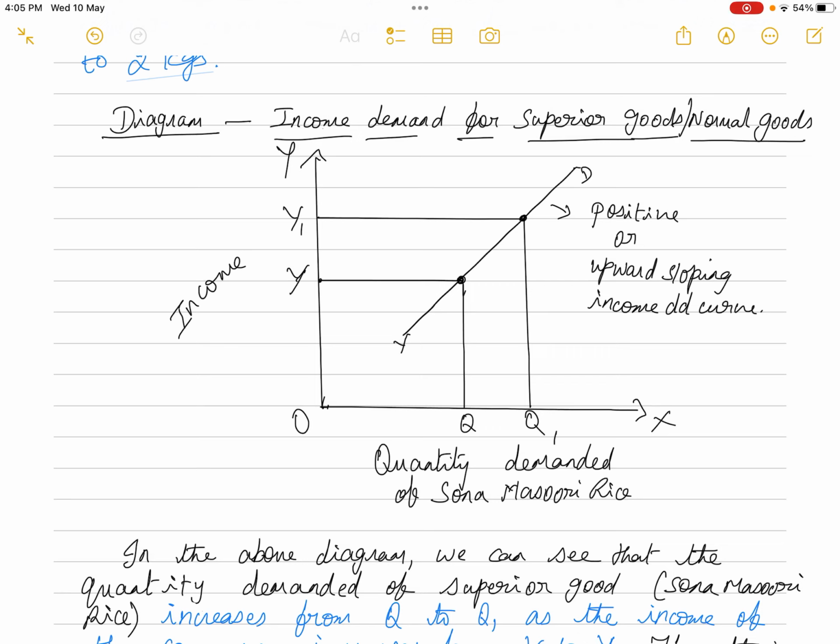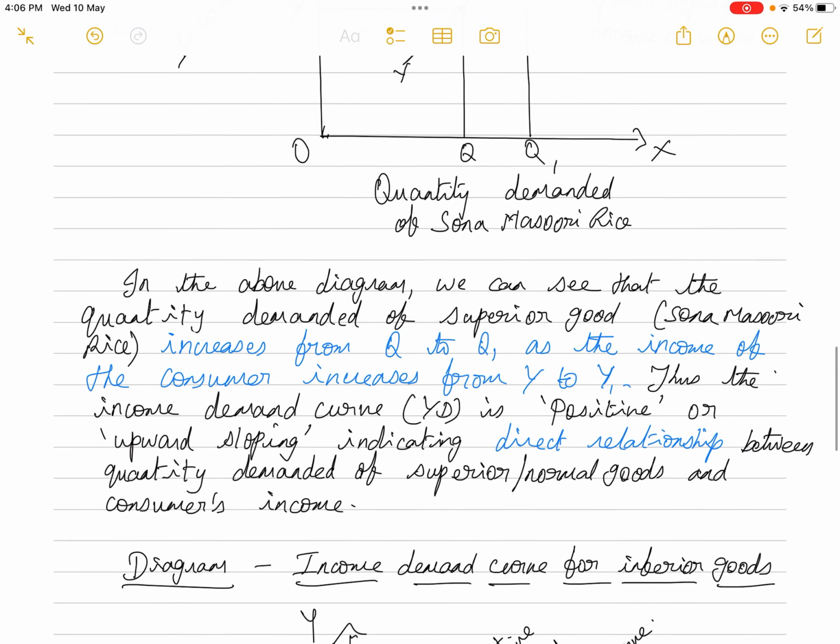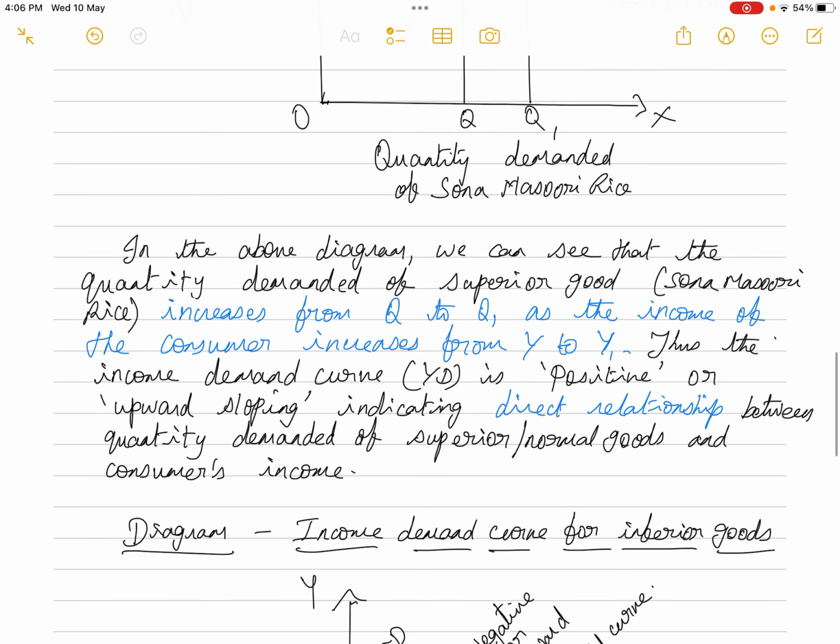So first, the diagram for superior goods, which are also called normal goods. So what is happening here? The x-axis represents the quantity demanded of Sona Masuri rice, that is a superior good. On the y-axis, we are representing the income of the consumer. So when the income of the consumer is Y, the quantity demanded happens to be Q, that is OQ. When the income of the consumer increases from Y to Y1, the quantity demanded of Sona Masuri rice has increased from Q to Q1. So we are getting YD, the positive or upward sloping income demand curve for superior good. That's what we are writing in the sentences also.